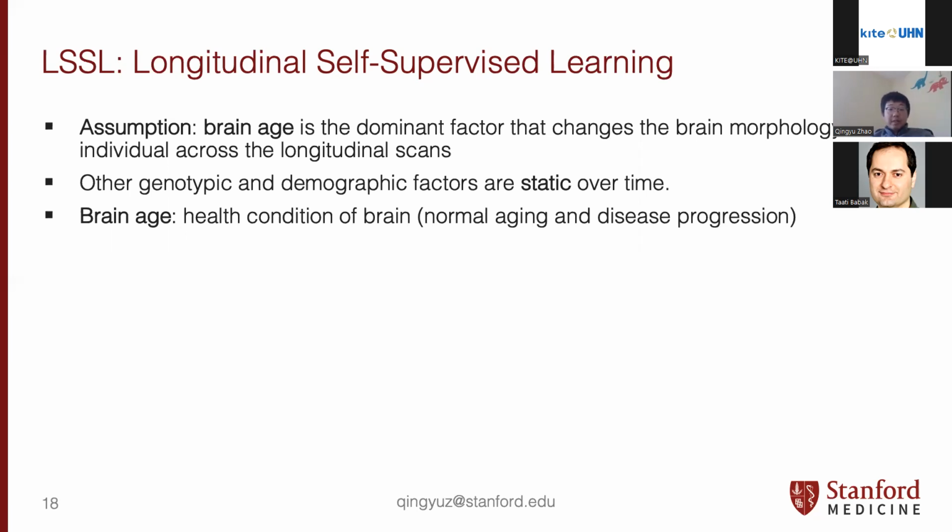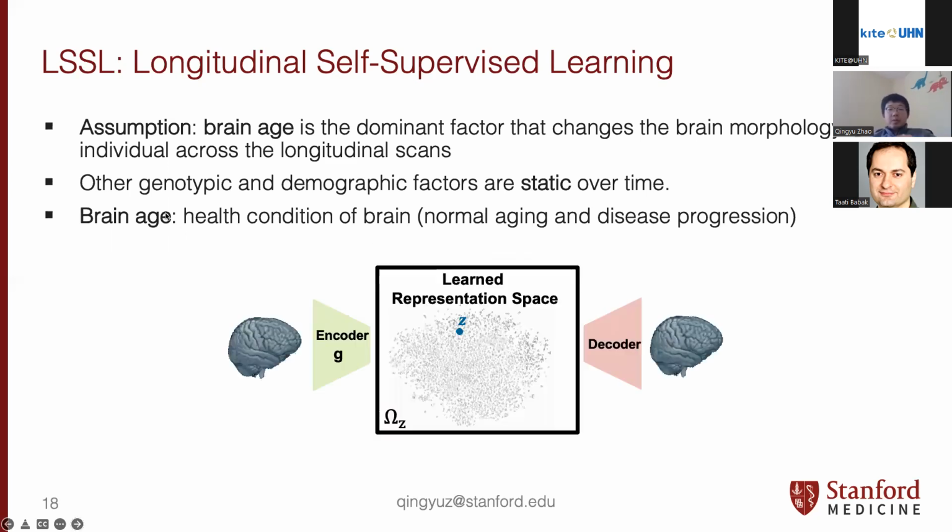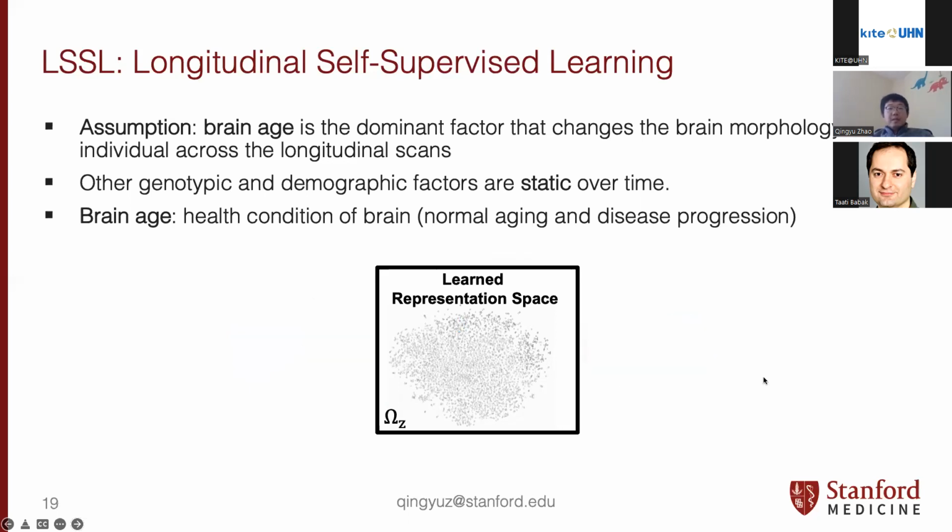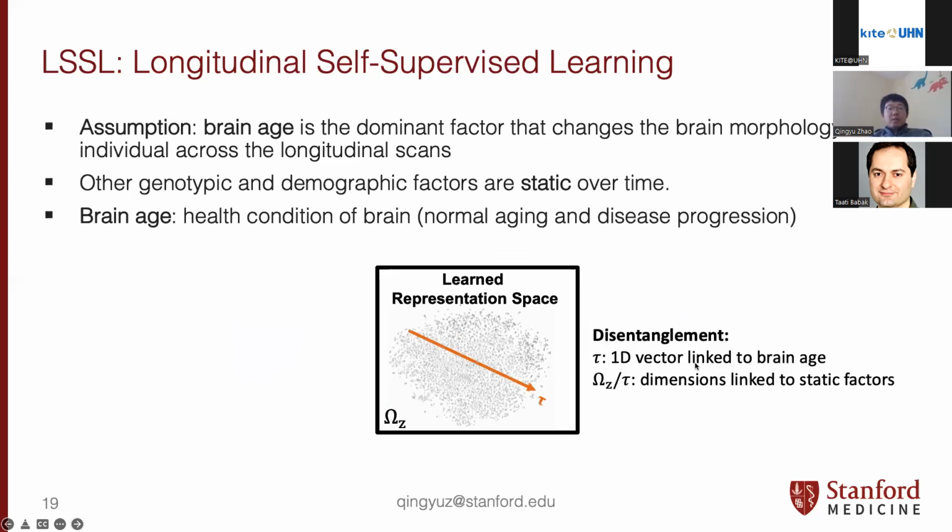For example, people with neurodegenerative diseases could have higher brain age than healthy controls, despite that they can have the same chronological age. With this assumption, what we can do is build this autoencoder system to learn the low-dimensional representations of MRI data. I assume some of you may have worked with autoencoders, but basically they're just an encoder neural network that can encode the MRI data to a latent representation and then use a decoder network to reconstruct the exact input. And now the idea is that in that latent space, we can also learn a 1D direction linked to the factor of brain age.